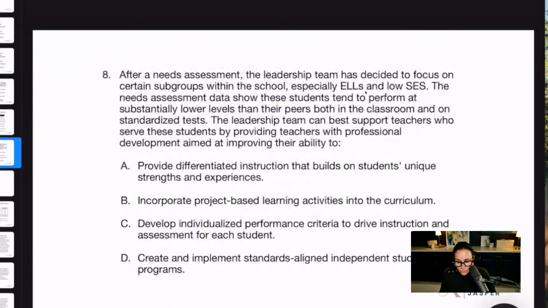All right. Last one. And then I'll go back to the, we'll talk in the comments, and then we'll do the constructed response. All right. Again, big old long scenario. I can see the term needs assessment after needs assessment.